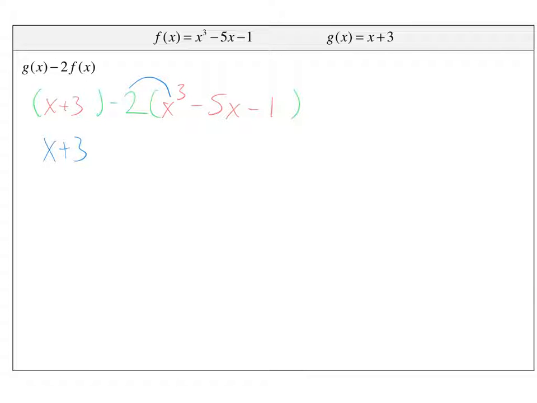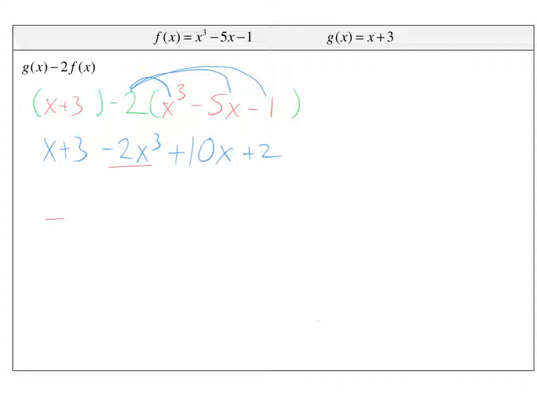So negative 2 times x cubed would be negative 2x cubed. Negative 2 times negative 5x is positive 10x. And negative 2 times negative 1 is positive 2. What I did again is I left the front and I'm distributing this negative 2 so that I can now combine like terms. In order to combine like terms, I want to start with the highest power. So my highest power is a cube right there.